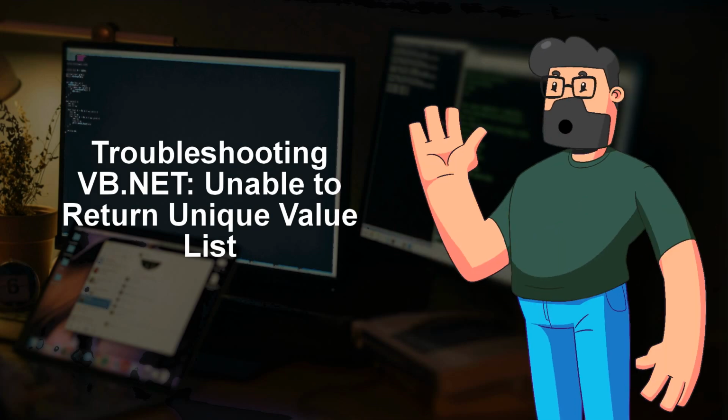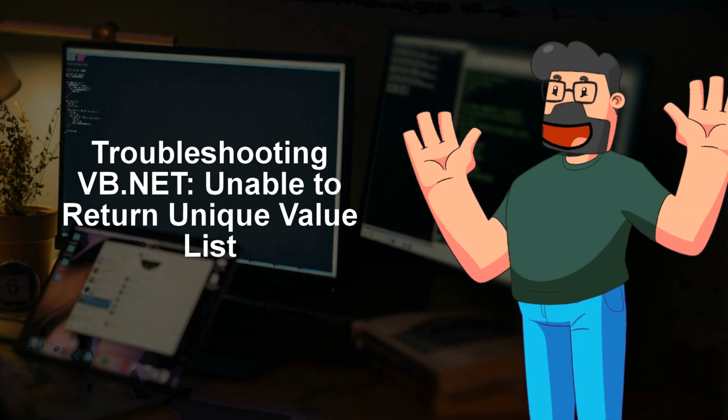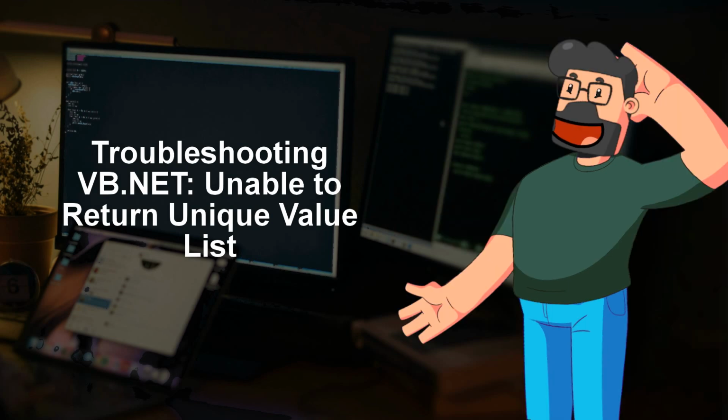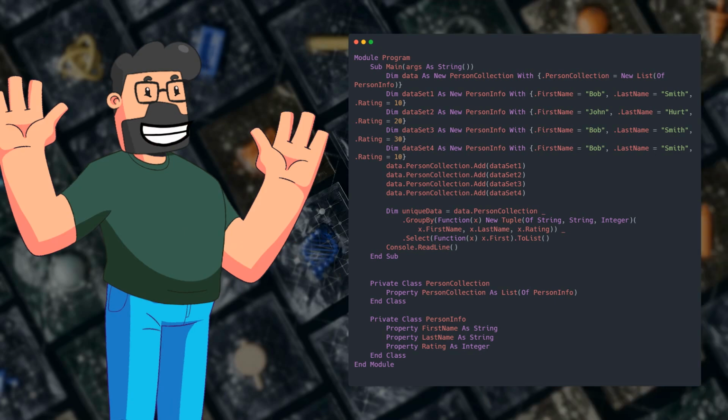Picture this scenario. You're working with VB.NET, and you've got a list of objects. Your mission is to clear out duplicate datasets from this list, making it unique based on all columns. Okay, now onto the solution part.